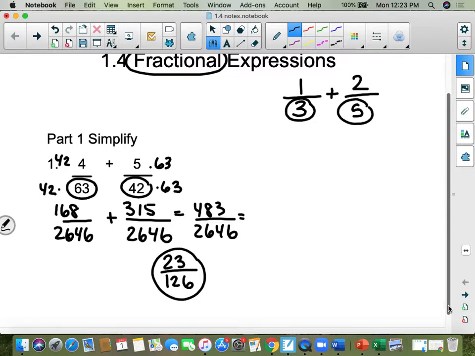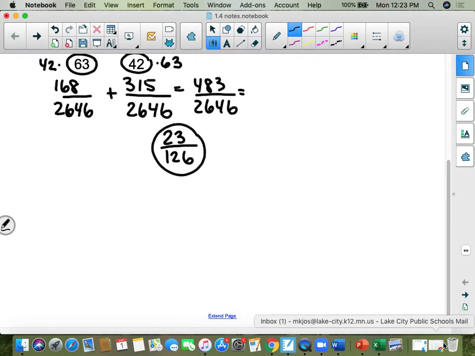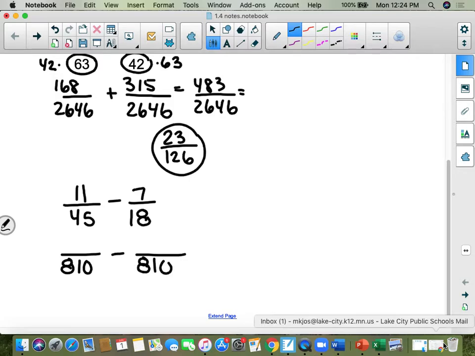I'll do one more really quick. Let's say you have 11 over 45 minus 7 over 18. You can't subtract these because you don't have a common denominator. So the quickest way is just multiply 45 by 18 and you get 810. I just multiply these two together right here.